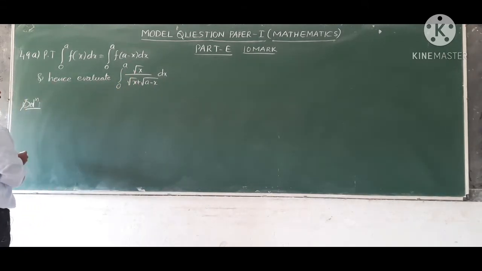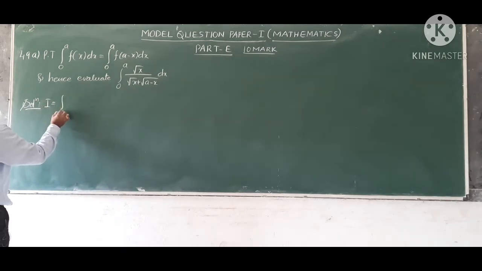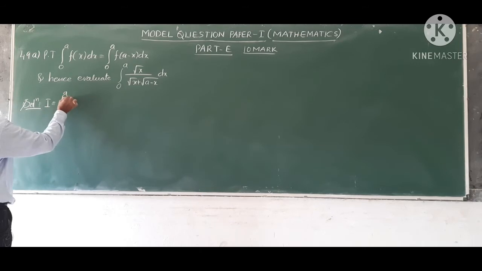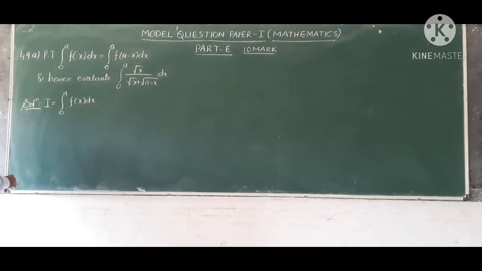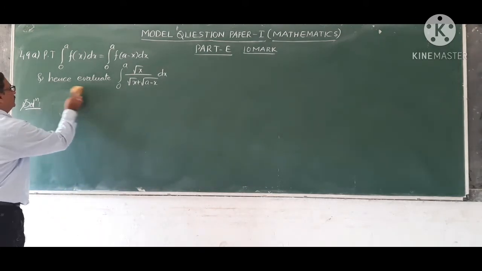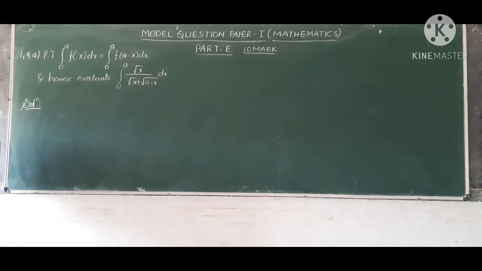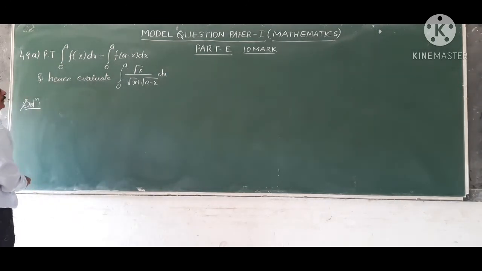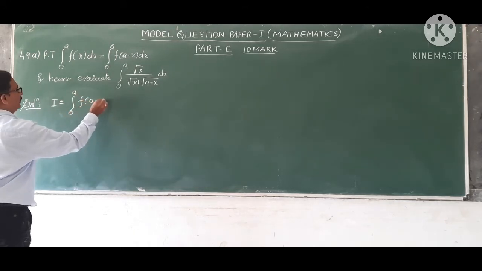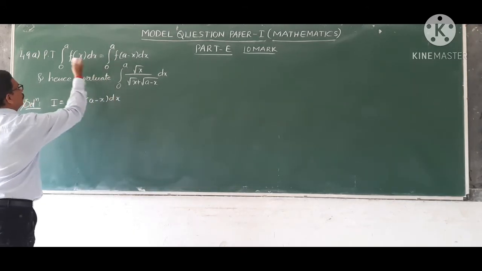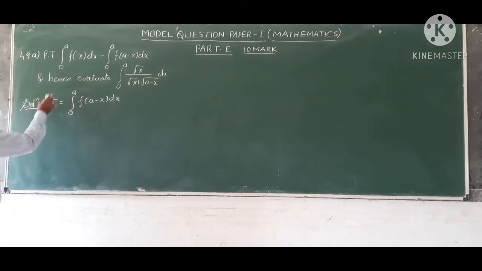Now to solve the first part, let I is equal to the given integral from 0 to a f of x with respect to x. Now here to prove that integral 0 to a f of x dx equals integral 0 to a f of a minus x dx, take RHS, let I is equal to integral 0 to a f of a minus x with respect to x. Now to prove the LHS part, this is the RHS part.